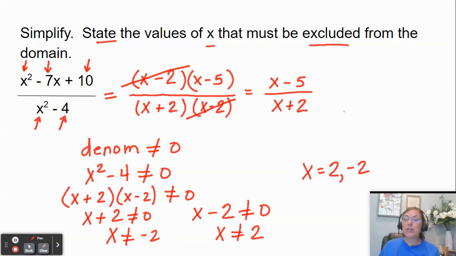Why do they need to be excluded? Because if x is 2, then 2 to the second minus 4 equals 0. And we cannot divide by 0.